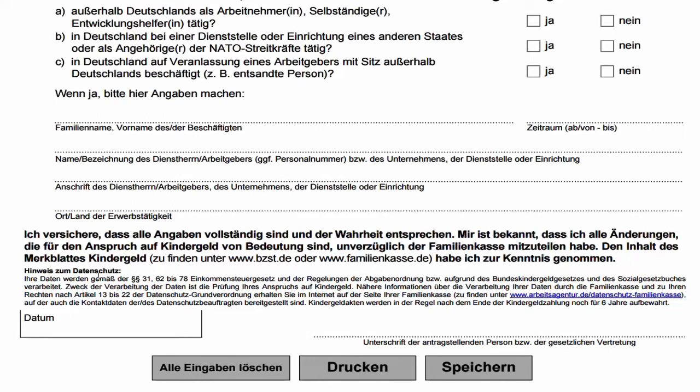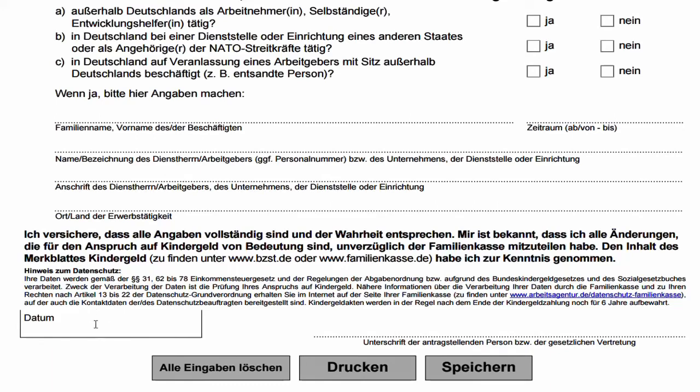And this part is only about the safety of the information of the applicant and his or her child, and the information will only be used to check whether the applicant and his or her child has the right to receive child benefit or not. And this information will be kept by the Familienkasse for 6 years, even after the end of the child benefit payment.